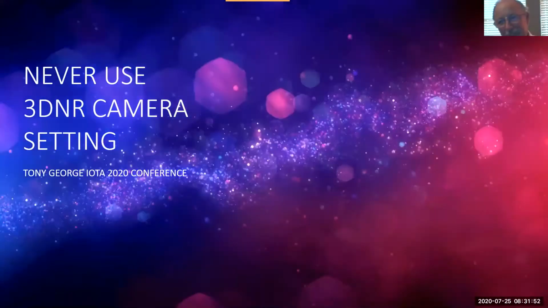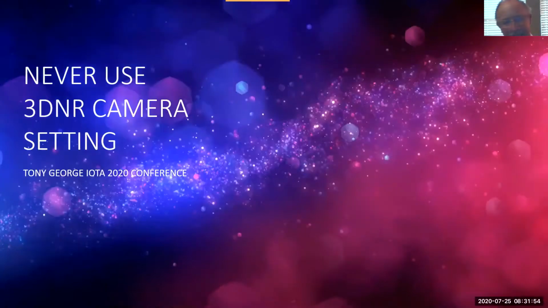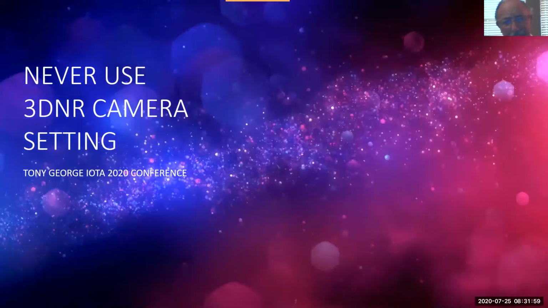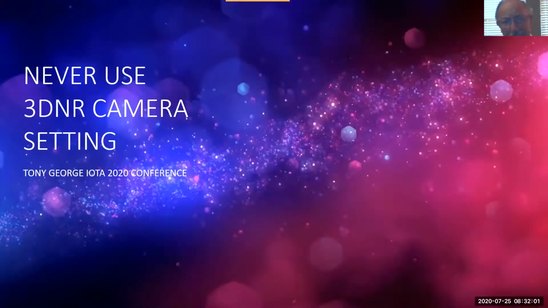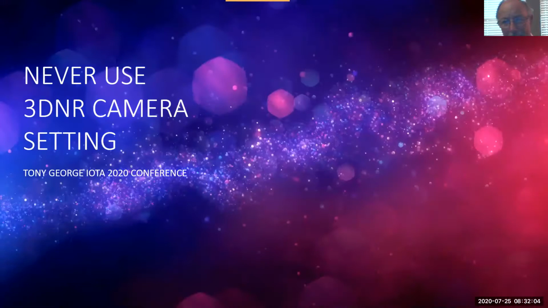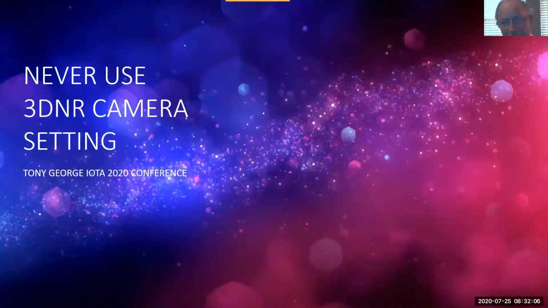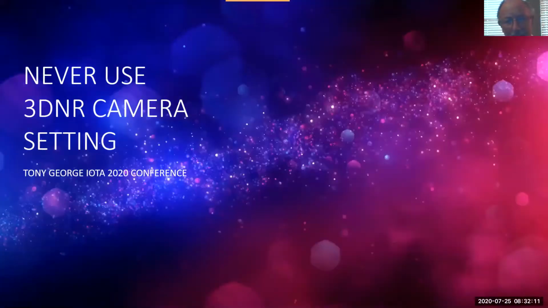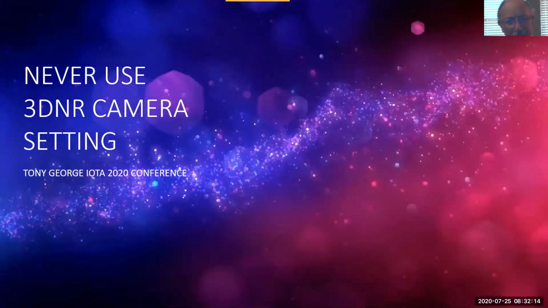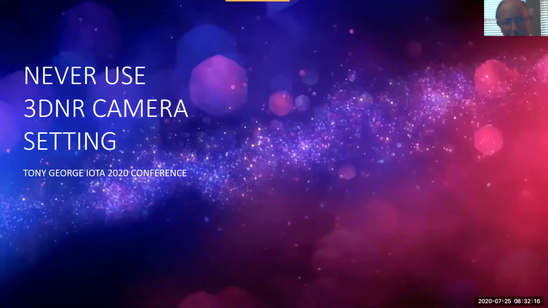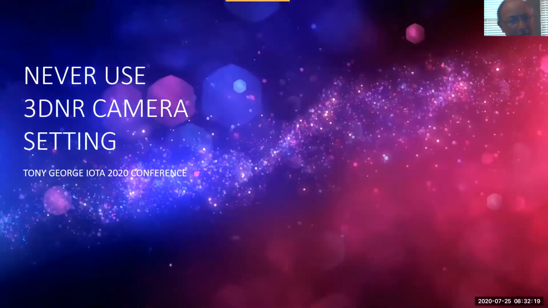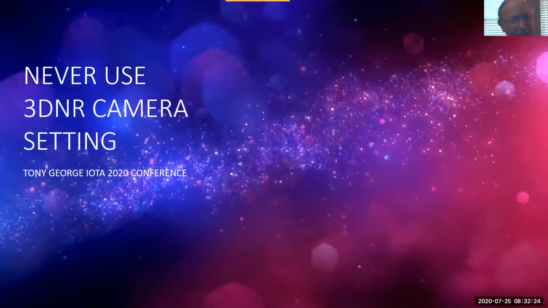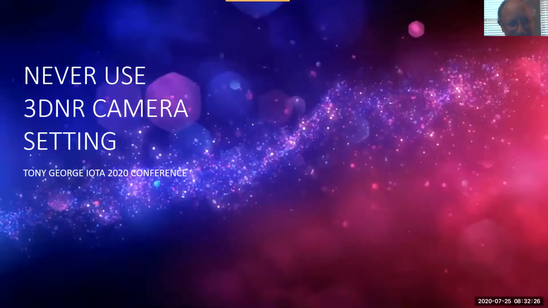All right, so this is a presentation. Eric Frappa recently published a message on IOTA occultations because we had exchanged some messages on this, but it's certainly worth another presentation here, although I think Eric's message is totally complete and to the point. My point is, never use 3 DNR camera setting, ever. Don't ever use it.